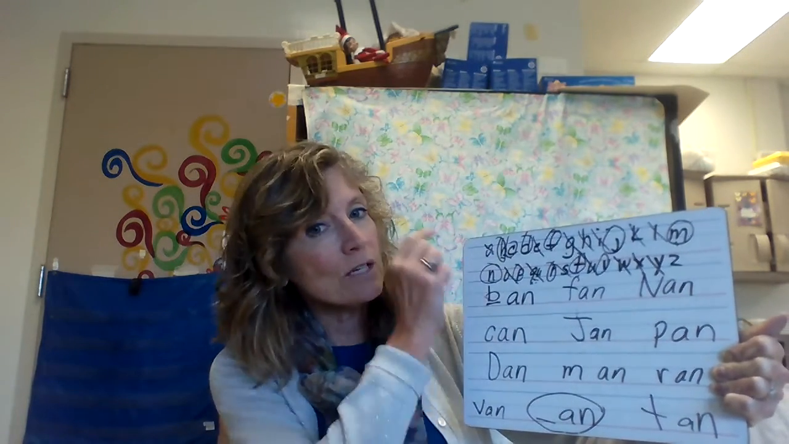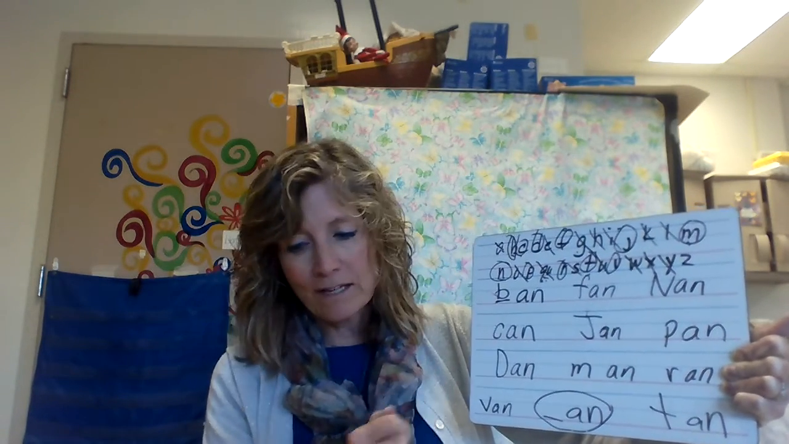We use the alphabet. We try each letter in front of the "and" sound to see if it makes sense. If it makes sense, we circle it. If it doesn't, we cross it off. And then we write it down. So that's what we're working on today, is the "and" sound.